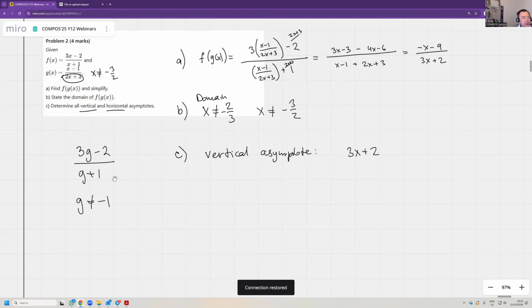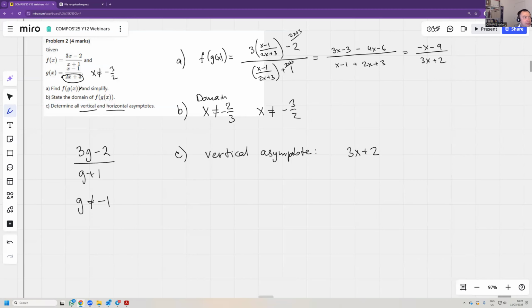So no, the answer to your question is no. Sorry, I don't know what's happening with Miro today. Vertical asymptote is when the denominator is 0, and that means 3x is -2, x is -2/3. So that's the vertical asymptote.